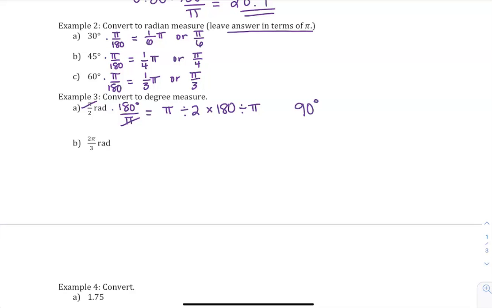But if you didn't quite follow all of that in your head, that's okay. Just do it like you see. Pi over 2 would be pi divided by 2, then multiply 180 divided by pi, and you'll still get 90 degrees. We can do this second one, 2 pi over 3. So what do we type into the calculator? 2 times pi divided by 3 times 180 divided by pi. And when we work all of that out, we see that this is equal to 120 degrees.